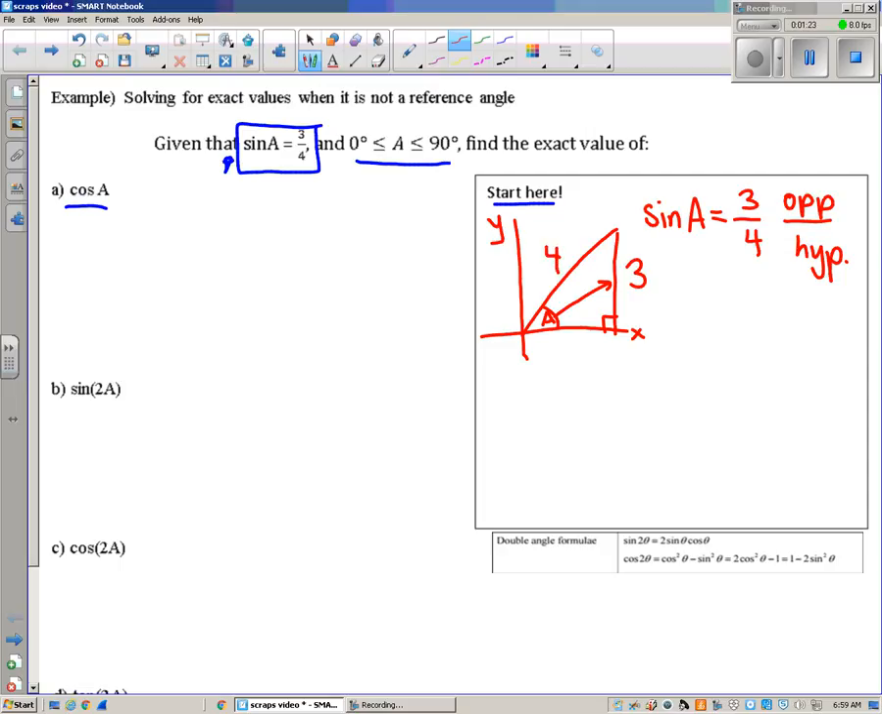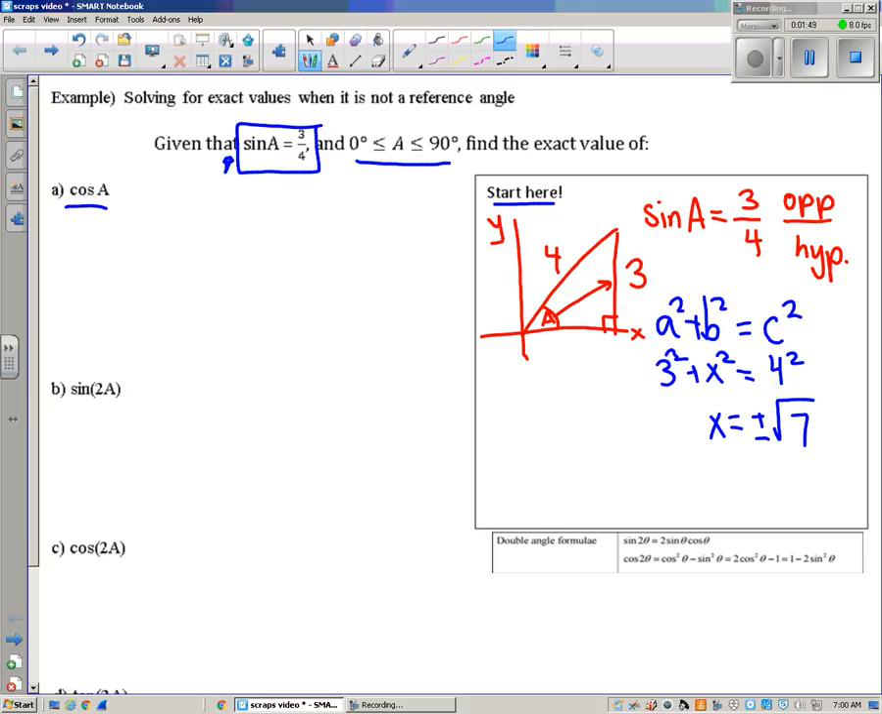If I want to figure out what the cosine is, I need the adjacent side. So to get the adjacent side, I'm going to fill into my Pythagorean theorem, a squared plus b squared equals c squared. It's going to be 3 squared plus x squared equals 4 squared, and now it just becomes a calculation, and we're going to work it down to get x squared is equal to 7, or x equals plus or minus square root 7.